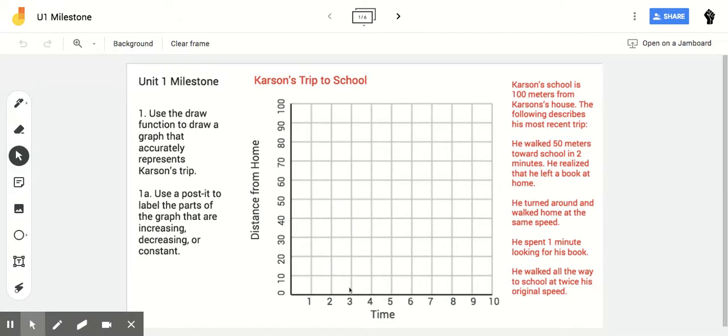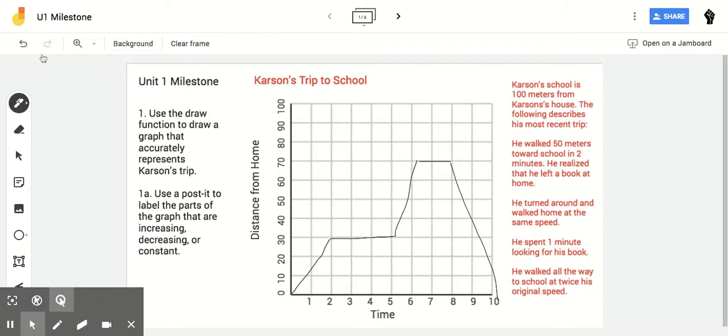So page 1, you're going to use the draw function to draw a graph that accurately represents Carson's trip to school. So over here, we've got our story. You're going to read each part of the story. And as you read, you're going to click on this draw function over here, and you are going to draw your graph. So I'm not saying this is what it looks like because I'm not even reading the story, but you are going to draw each section of the graph of the story.